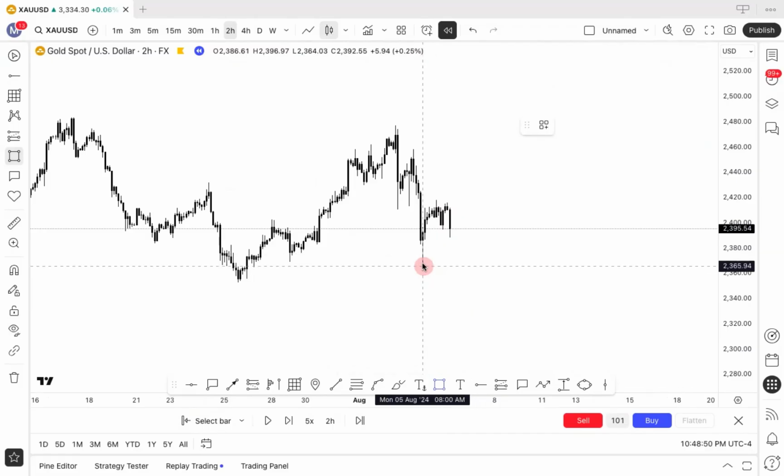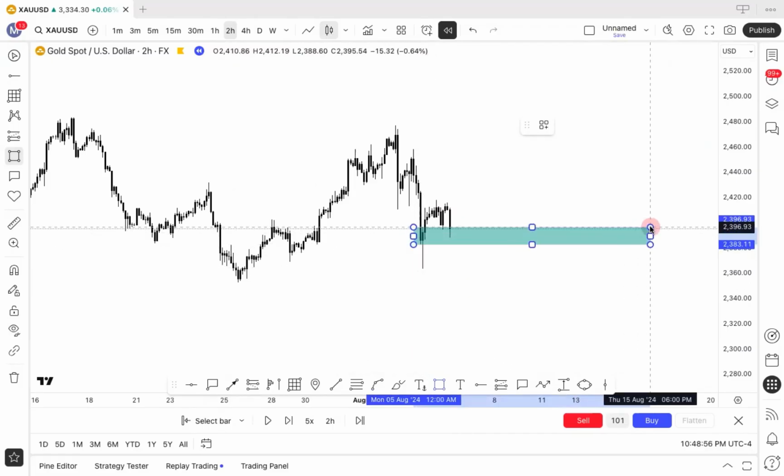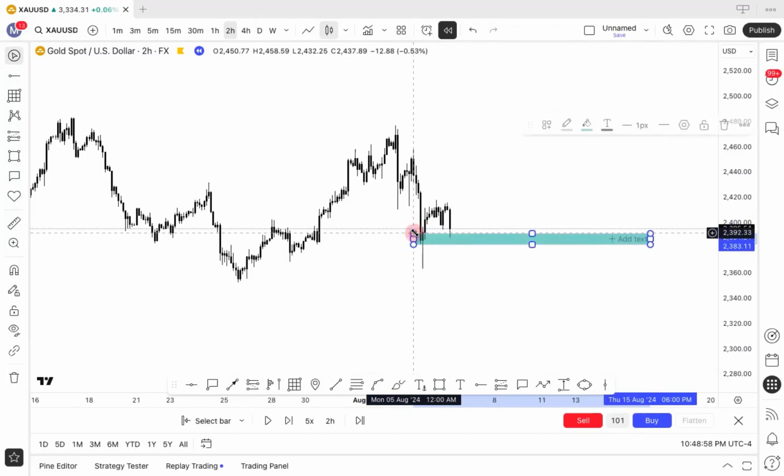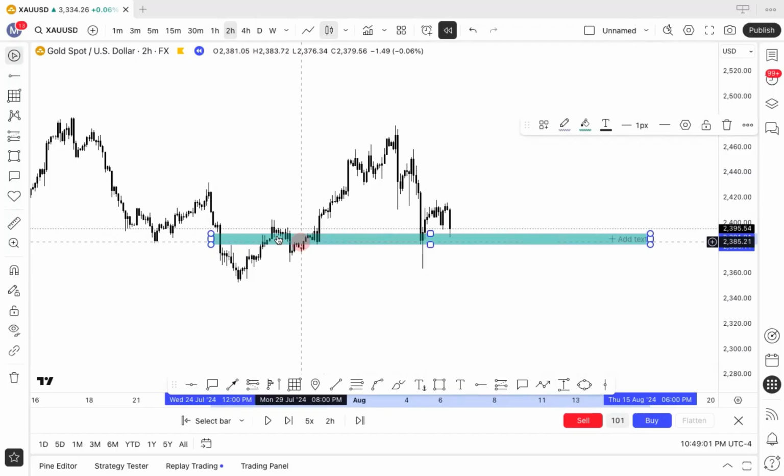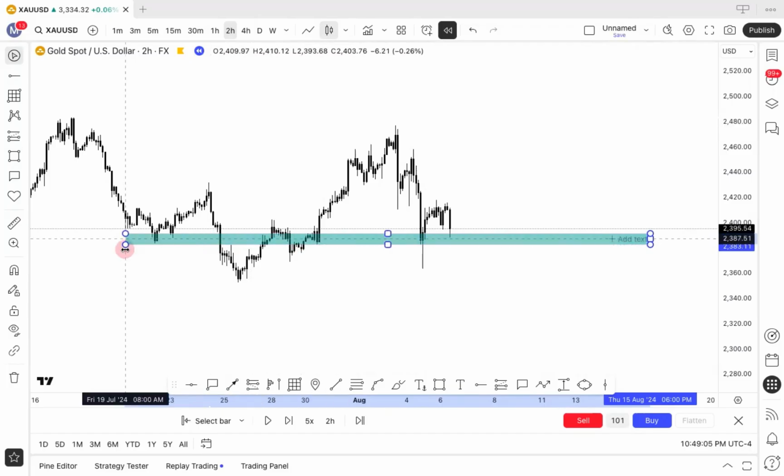First thing you can do to identify support, find a low. I have a low here, right? Then what do I want to do? Validate it. So look left. There was a touch here. Yep, there was a reaction here. And there's even a reaction here. So this zone is now validated.